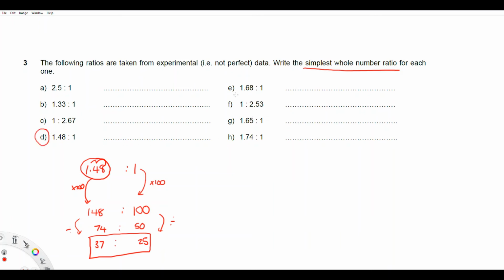And again, you would just do the same with all the other numbers, making them 100 times bigger so that you can get a nice whole number, and then start to simplify it by trying to find a common factor. I hope that helps. What I'd now like you guys to do is please have a go at worksheet 1.